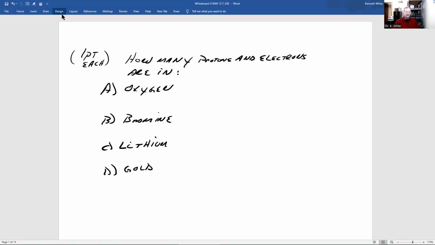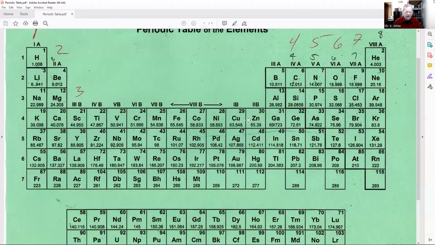All right, let's look at the following problem. 1 point each, or I could make it also 2 points each, depending on my mood. I can do that. How many protons and electrons are in oxygen? Well, you go to your friendly neighborhood periodic table. I stole that from Spider-Man. But anyways, and where's oxygen?